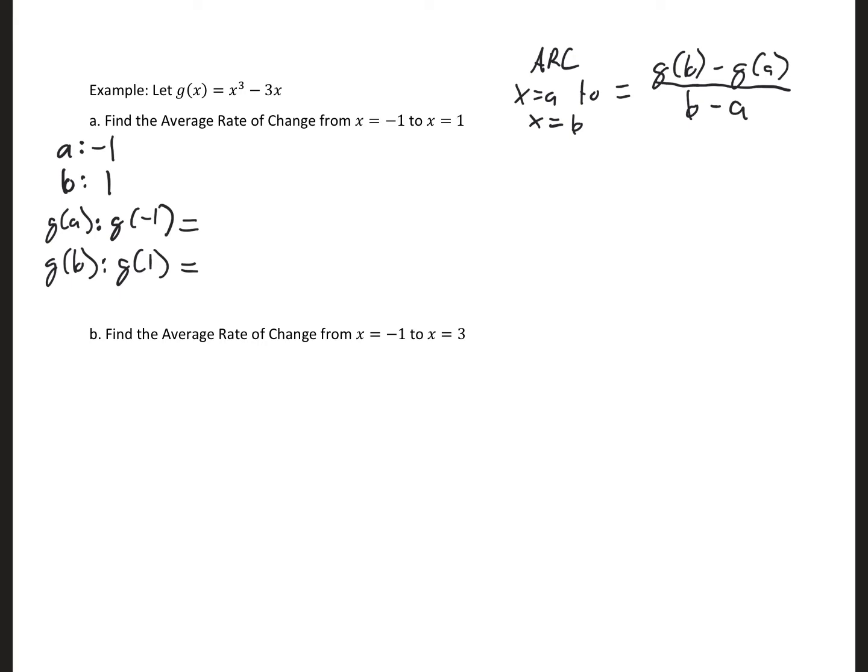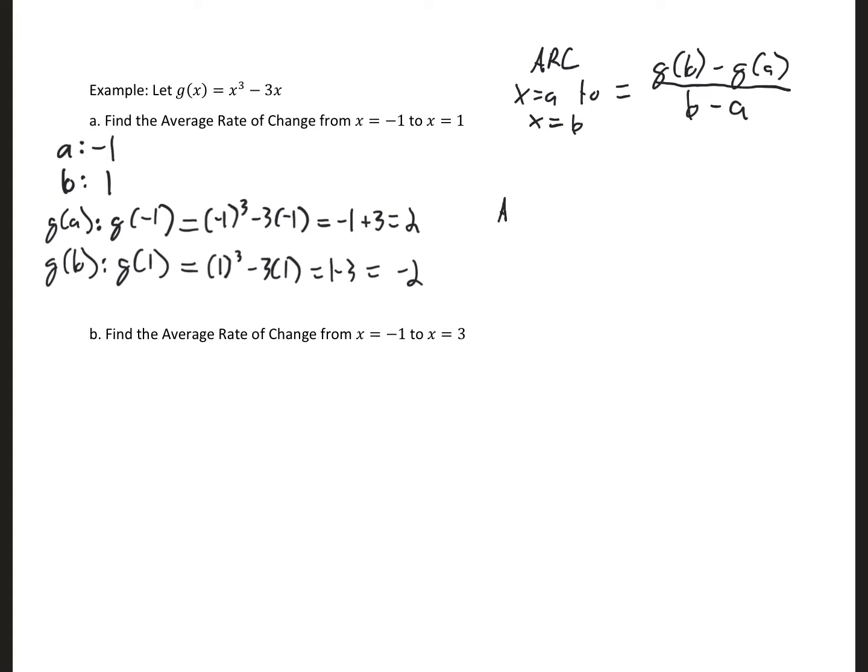So to find g of negative 1, I need to plug negative 1 into the formula. Negative 1 cubed minus 3 times negative 1. Negative 1 cubed is negative 1, and negative 3 times negative 1 is positive 3. g of negative 1 is 2. g of 1 would be 1 cubed minus 3 times 1. That's 1 minus 3, which is negative 2. So these are the four parts of my formula: a, b, g of a, and g of b.